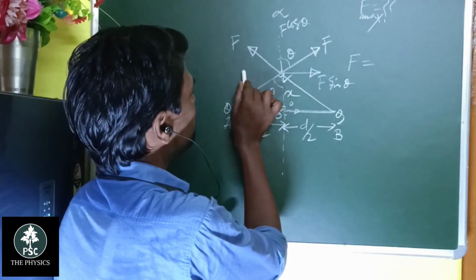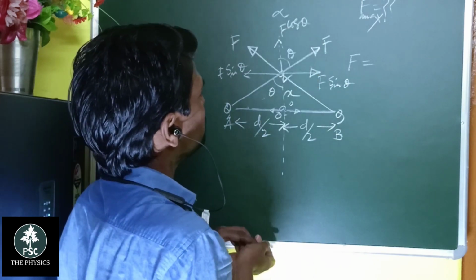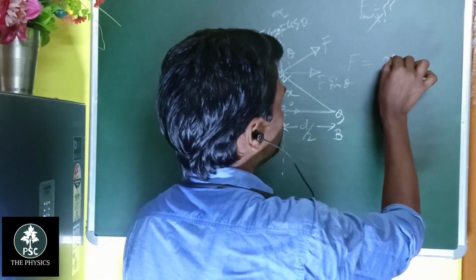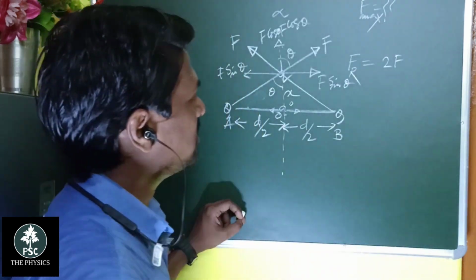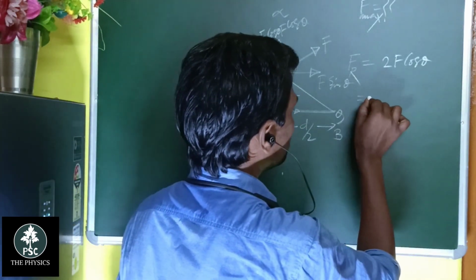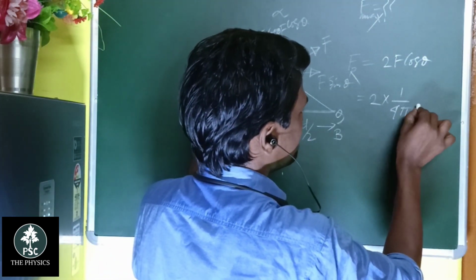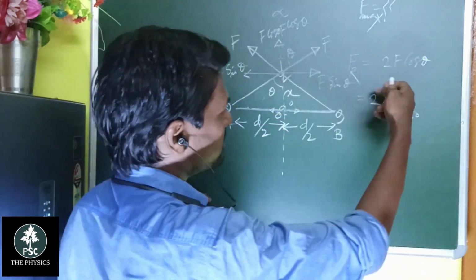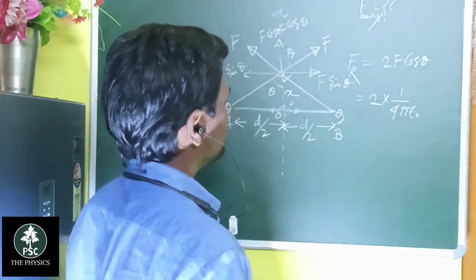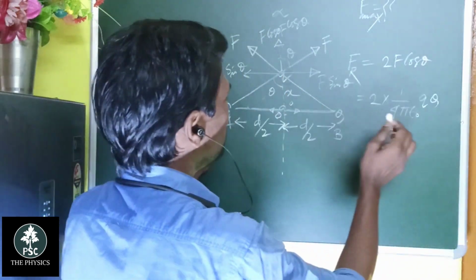Similarly, since this is F, this one is F sin theta, and this one is also F cos theta. So the net force, or resultant force, equals 2F cos theta, where F equals 1 by 4 pi epsilon naught, which you can write as a proportionality constant kappa, times q1 q2 by r square.